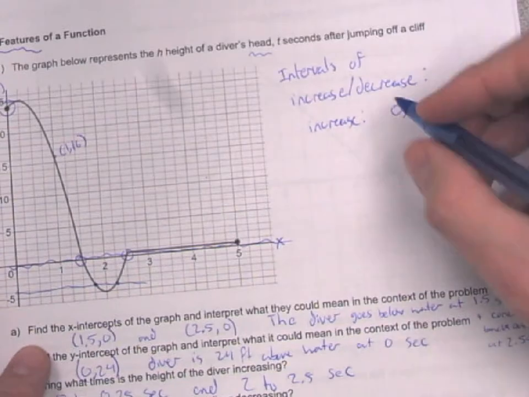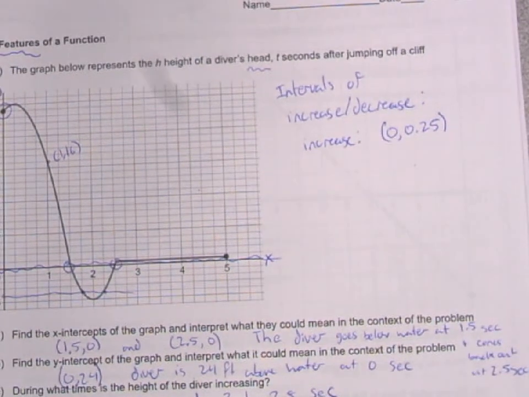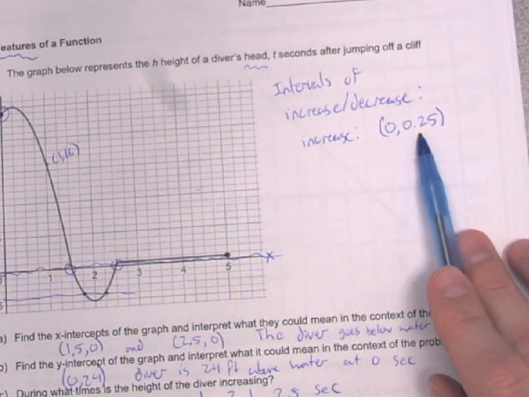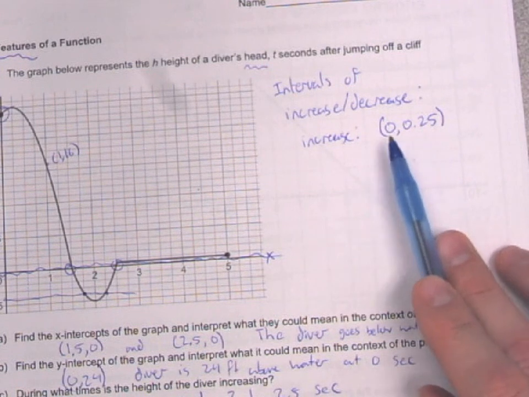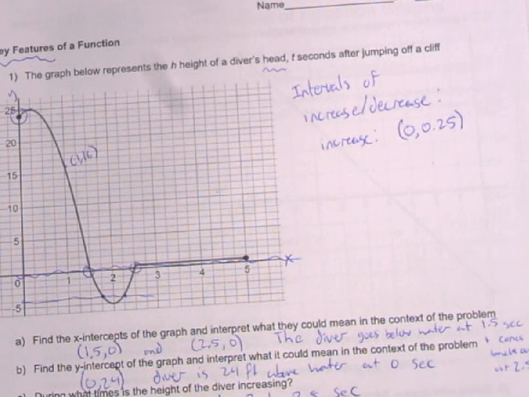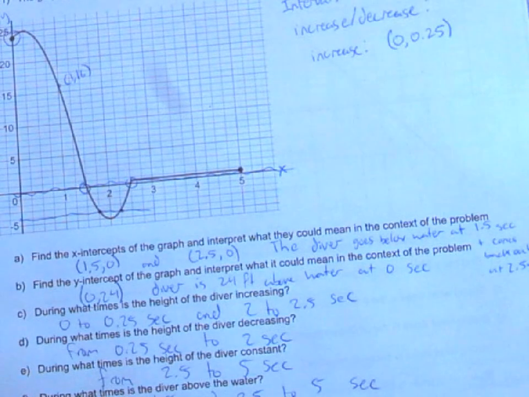So when I write this interval, I'm going to put parentheses around it. And that makes it look like a coordinate, but it's not. It's an interval. So anywhere between 0 and 0.25 seconds, he's going up, but we're excluding 0 and we're excluding 0.25. But anything in between is good.